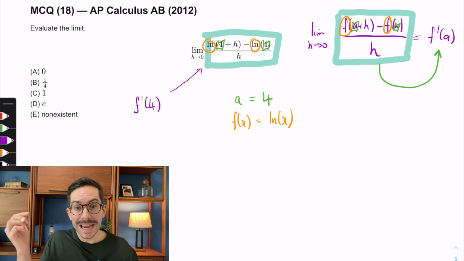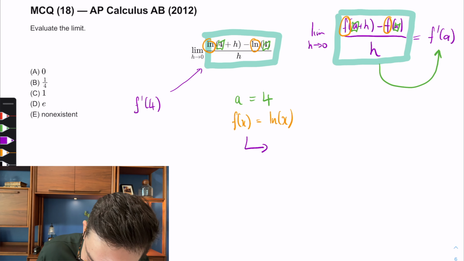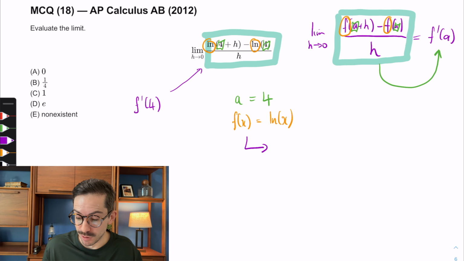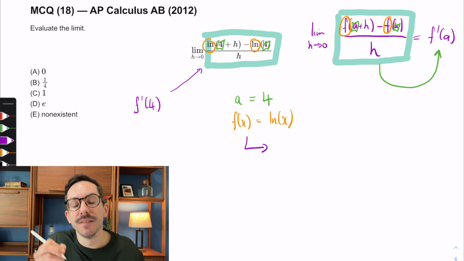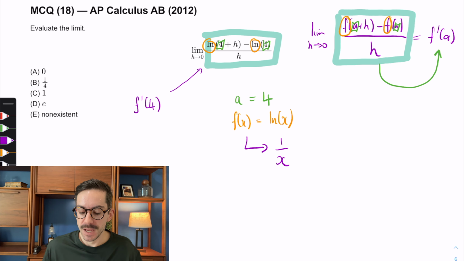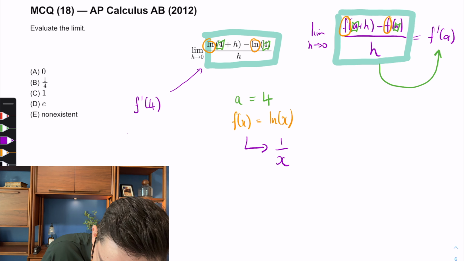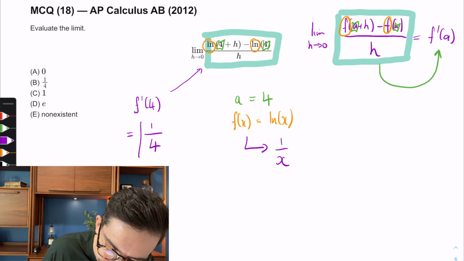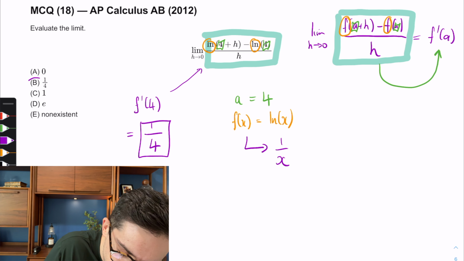Well, I know independently from all my memorizing of derivative tables that the derivative of ln of x is just 1 over x. So in particular, f prime of 4 is going to be 1 over 4. That's our final answer, B. So there we have it, another 6 problems in the bag.